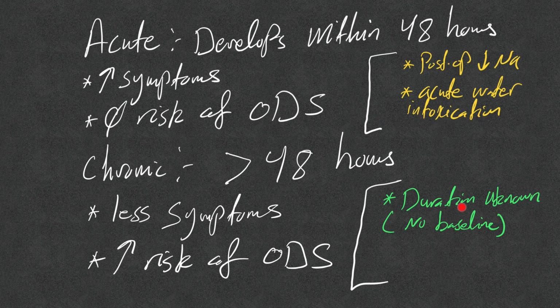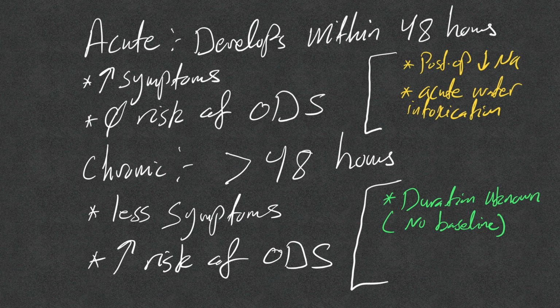While in chronic, duration is unknown and there's no baseline to compare to, especially for those coming from home. We consider it chronic hyponatremia, or we have a baseline to prove that it has existed for more than 48 hours. The only exception is acute water intoxication, because they also come from home. But all other cases, we consider them chronic.